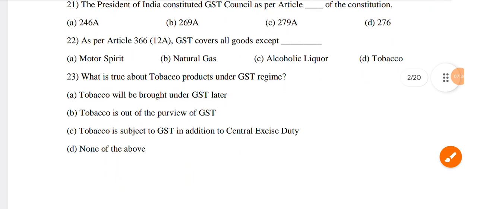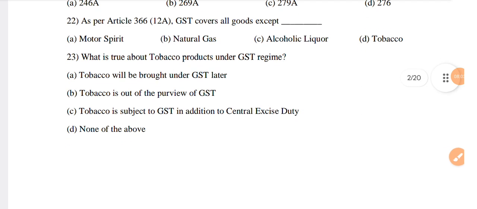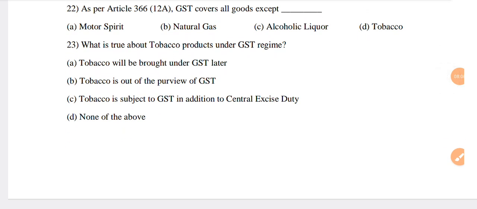Next question. As per Article 366 subsection 12A, GST covers all goods except dash. Option A motor spirit, B natural gas, C alcoholic liquor, and D tobacco. The correct option is C, alcoholic liquor.